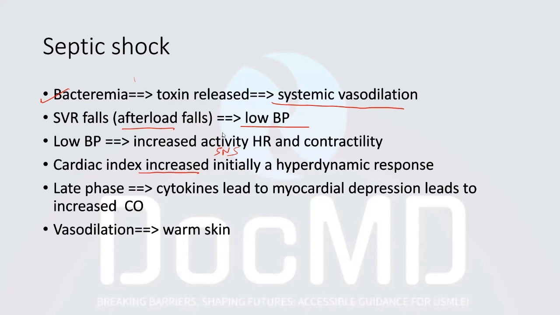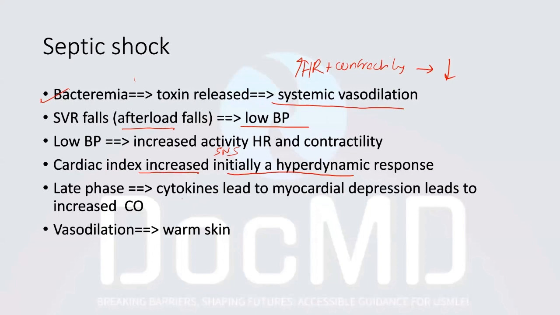Why is that? Because what's happening is I have a good heart. My heart rate is high. I have good contractility. And at the same time, the resistance, the afterload which my heart has to pump against, has fallen. So it's very easy for the heart to pump out blood at very rapid rates. But the problem is the blood isn't getting to the right places and it's traveling really fast. So this is initially a hyperdynamic response.